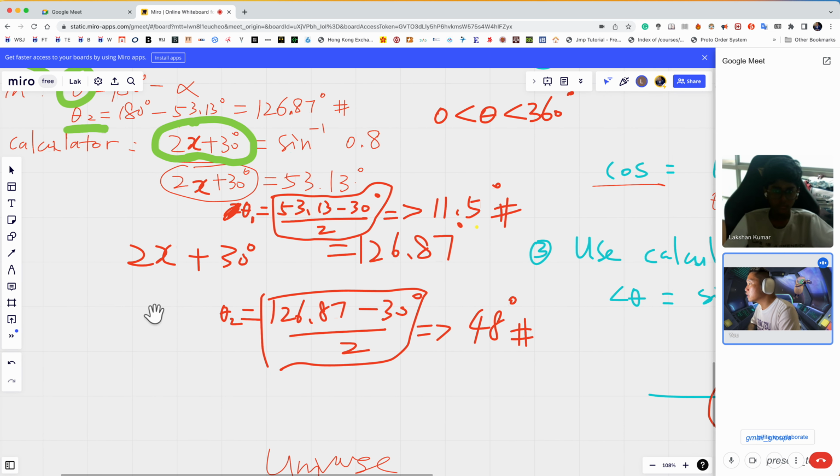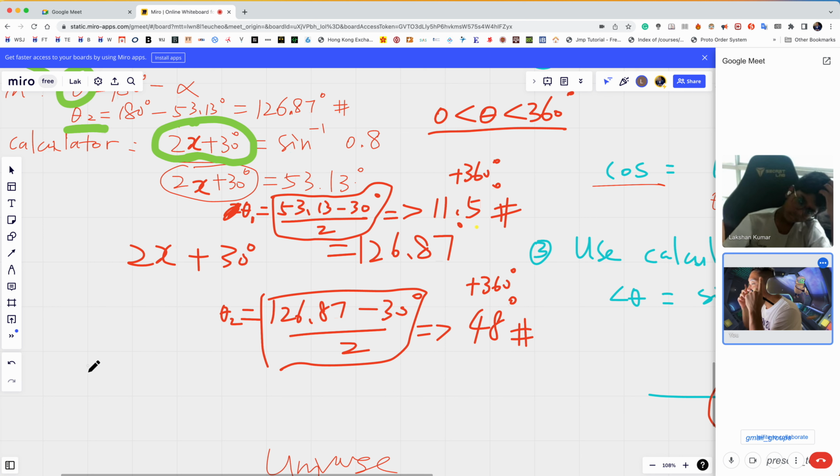So a lot of students say, since the range is 0 to 360 degrees, I need to add 360 degrees to this, and see if they are still in the range. But I don't think they are in the range anymore. But wait, you need to have this habit of checking. Because if you just assume that... it's important to have this. I need to always check. Okay?